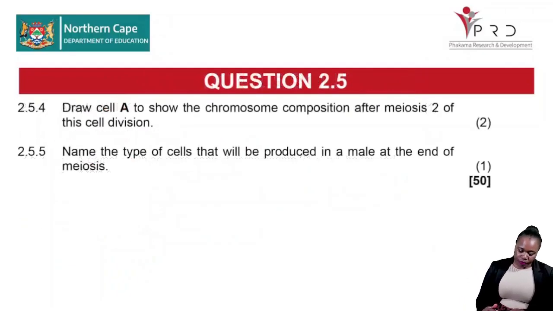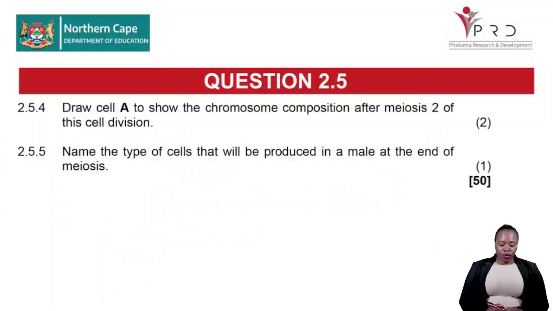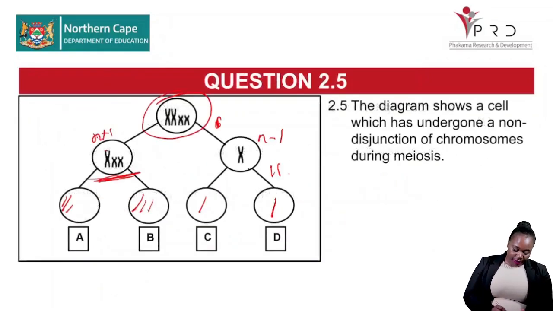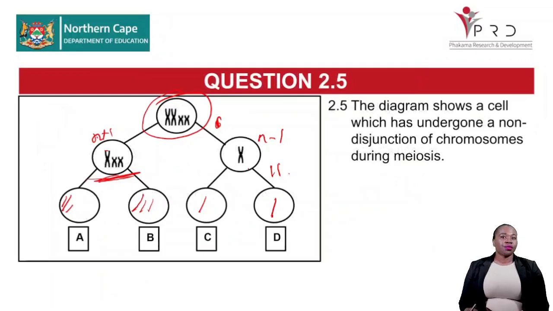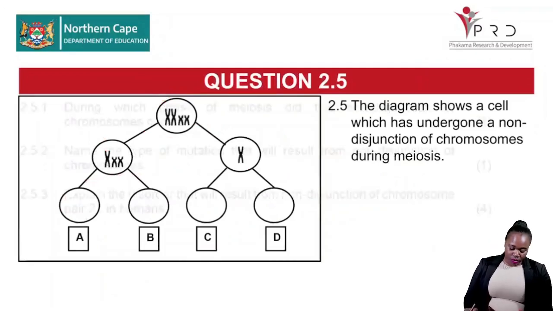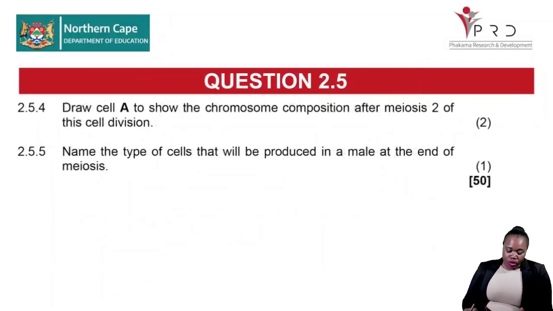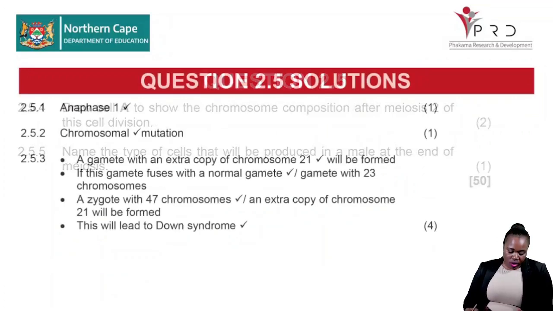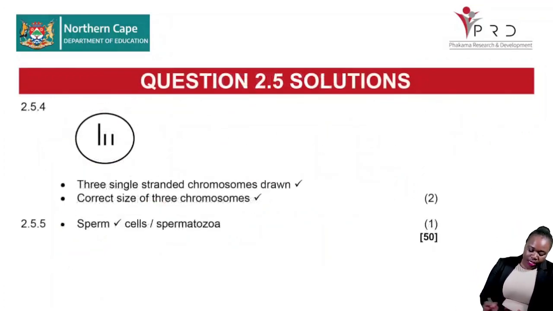Okay, 2.5.4, draw a cell to show the chromosome composition after meiosis 2 of the cell division. So now we are going to draw cell A. Let's have a look at cell A. This is cell A, which has 3 chromosomes or unreplicated chromosomes, right? It says here you must draw it to show the chromosome composition after meiosis 2. So we are going to draw a cell with 3 unreplicated chromosomes, as you can see here.